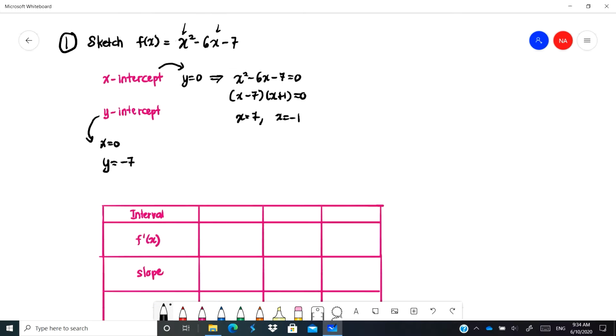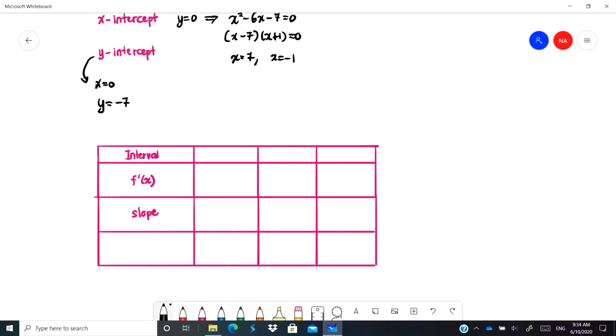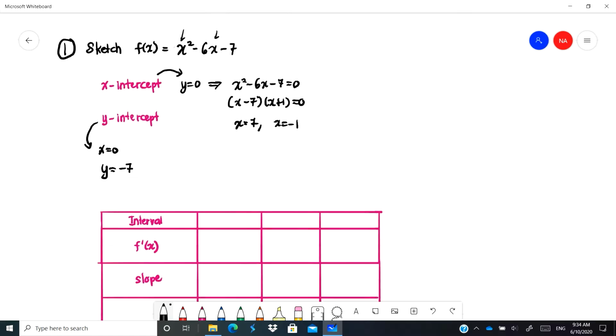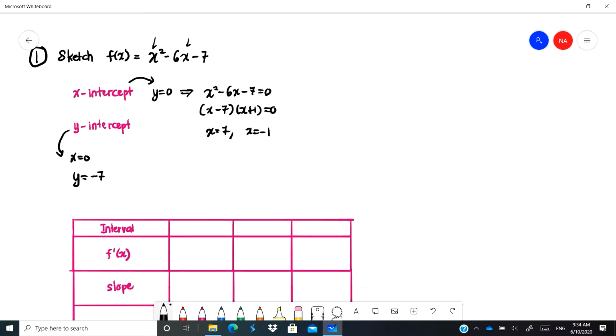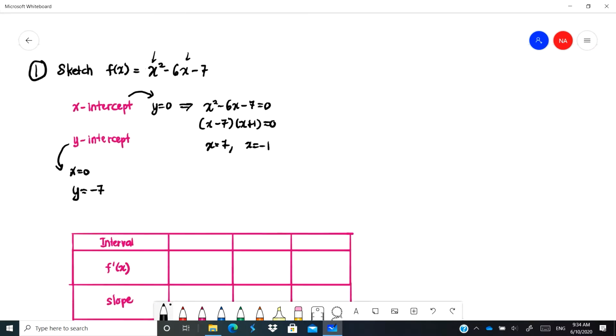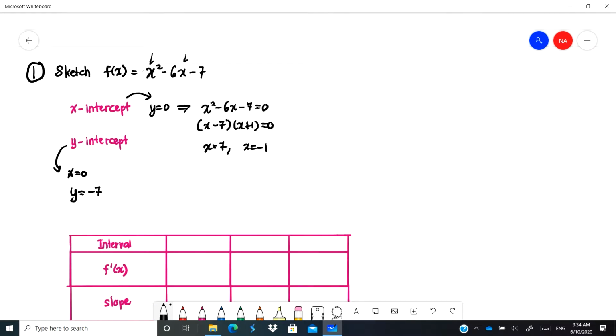Okay, so that is the x-intercept and y-intercept. Next, we're going to find the interval where the function is increasing or decreasing. To do that, we'll have to differentiate the function first. All right, I'm going to differentiate this.